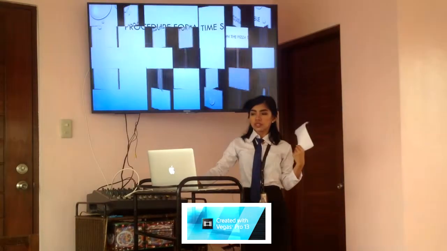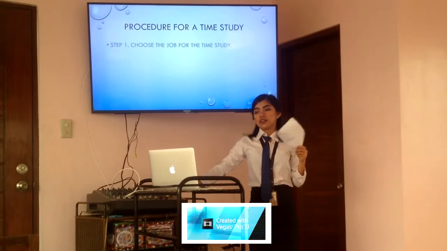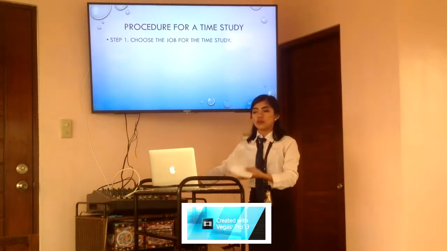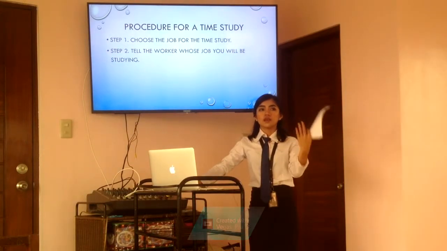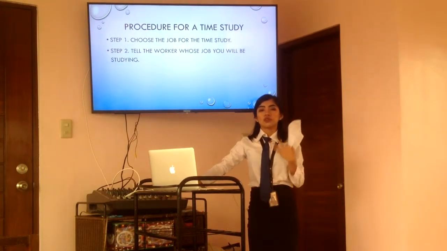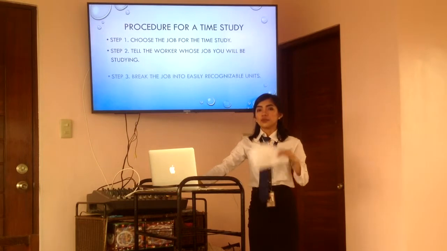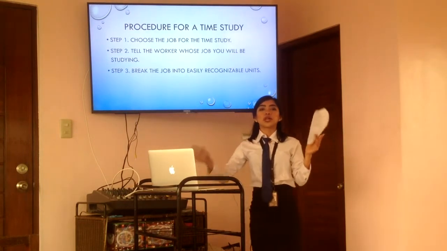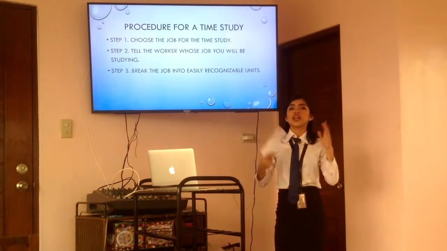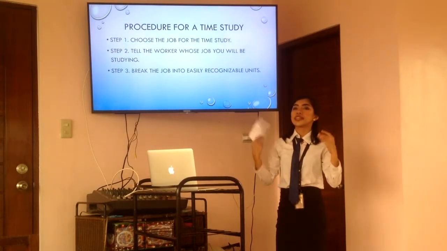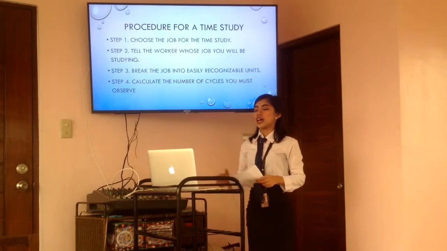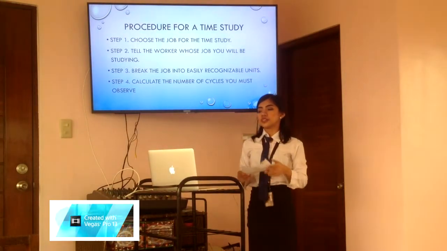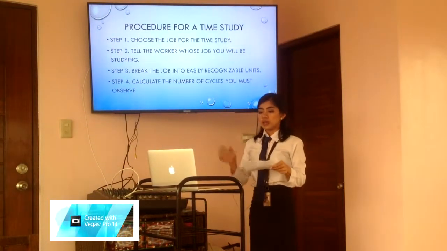So let's go back. Since we already have the job, which is step 1, and we already let the employee know that we're going to conduct a study, and for number 3 we already broke down the job into recognizable units, which are the elements, let's proceed to number 4, which is to calculate the number of cycles you must observe.